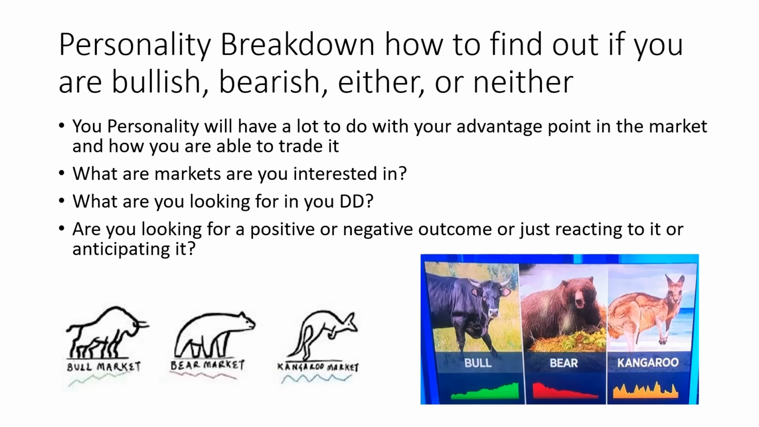Now, your personality is going to have a lot to do with your advantage point in the market, and how you're going to be able to trade it. What I mean by that is, if you're a bullish person and you have a bullish outlook, you're going to have the advantage of finding bullish points where you can profit. Same thing if you're bearish. If you're a bearish person, you're going to recognize where things are too good to be true, and that a pullback is starting to come, and you need to go ahead and profit on the short side.